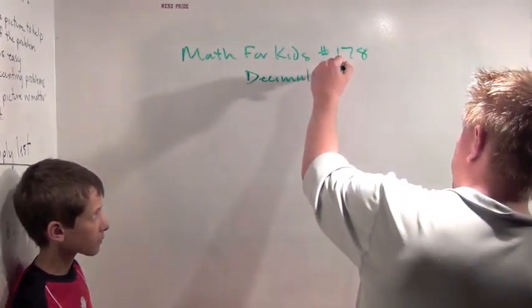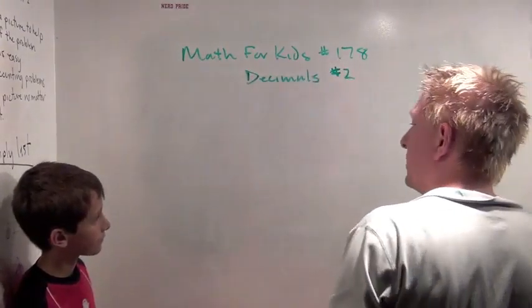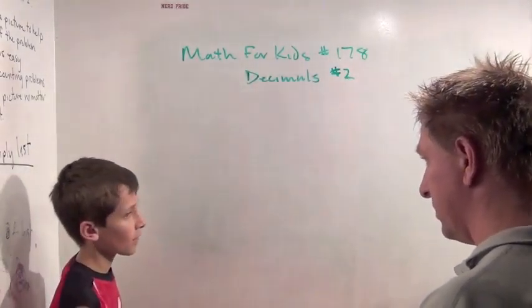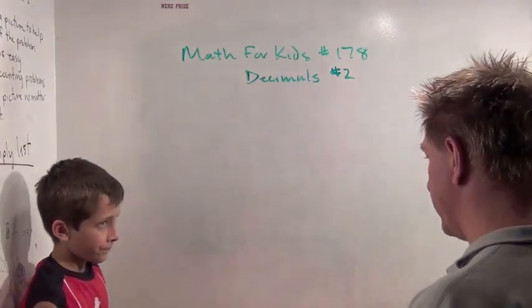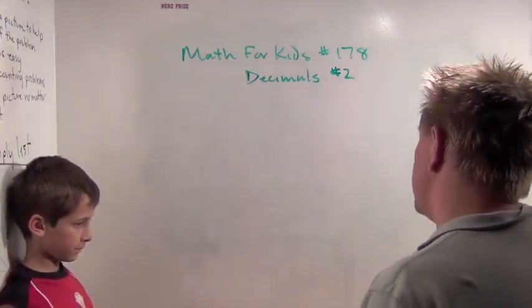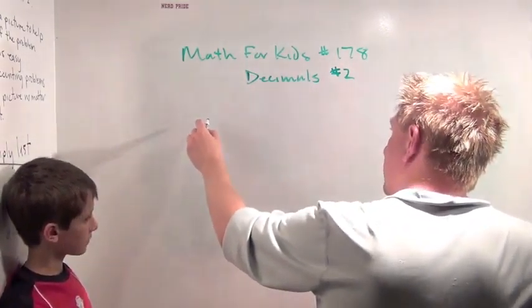Decimals. This is really Decimals for Kids Part 2. Okay, so yesterday we talked about money, right? How you have dollars and cents and that gives you decimals. So let's pick a number and talk about what we mean by decimals.